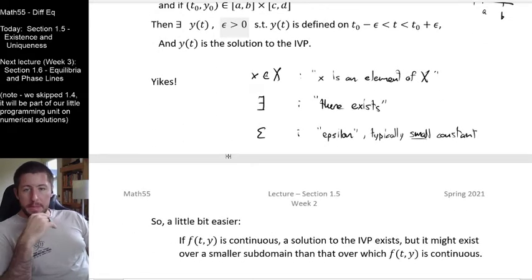All right, so my little bit easier version down here in English. If f of t, y, our differential equation expression on the other side of the equal sign, is a continuous function, then a solution to the initial value problem does exist.